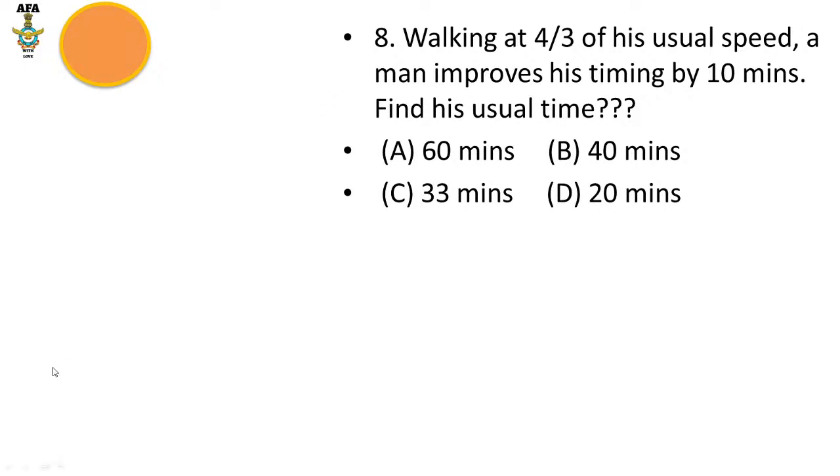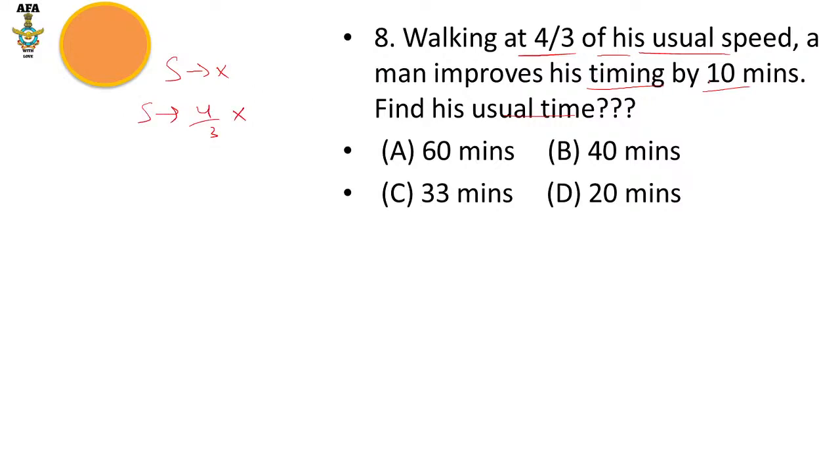How to solve this question guys? कैसे solve करेंगे वो अब देखते हैं. अब देखिए, walking at 4/3 of the usual speed. Suppose the speed is s. Suppose he is walking at 4/3 of the usual speed and the man improves his time by 10 minutes. Find the usual time. So 4/3 of the usual speed, speed मैं मान लेता हूँ x. Now he is traveling at 4/3 of x.